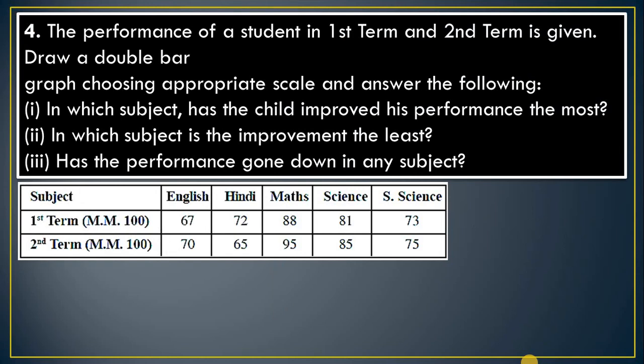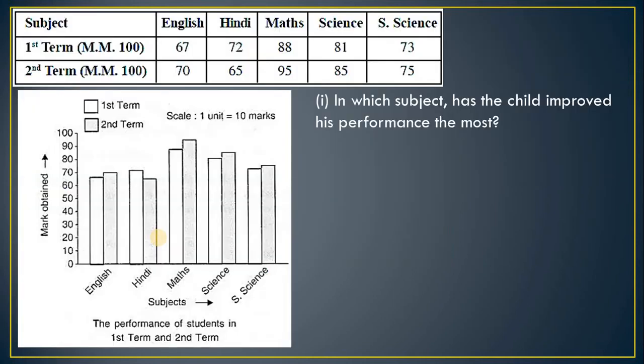And next is question number 4. The performance of a student in the first and second term is given. Draw a double bar graph. The subject names are common, but first term and second term marks are different. First bar represents the first term, second bar represents the second term. So your chart will be like that.